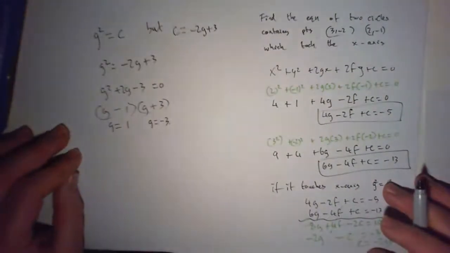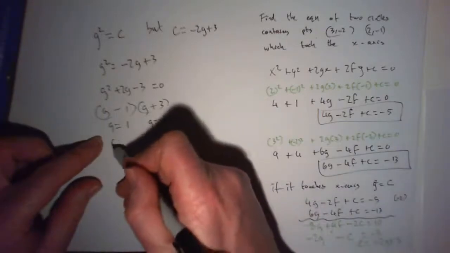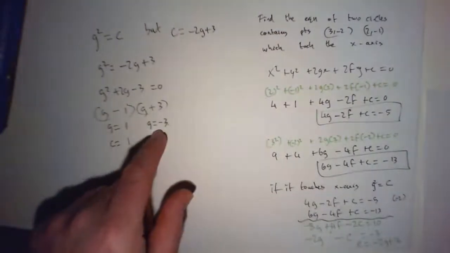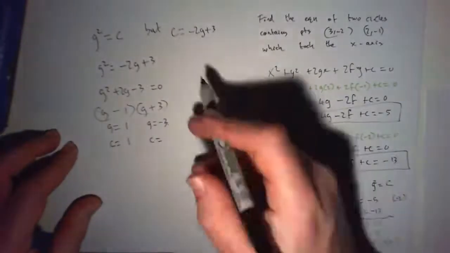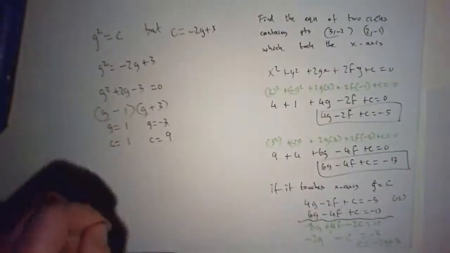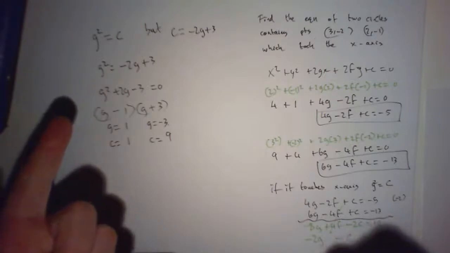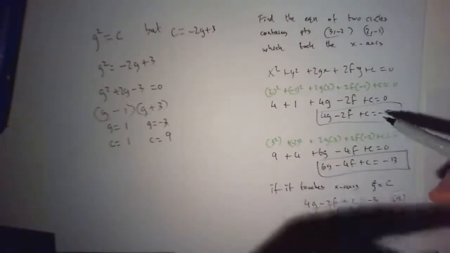Aha, we finally got somewhere. If g is equal to 1, then c is equal to 1. If g is equal to minus 3, then c is equal to, using this expression here, 9. Suddenly now we have g's and we have c's, which means I can find my 2 possible f's.